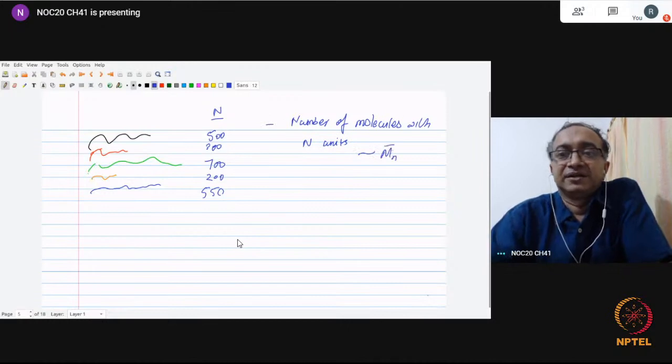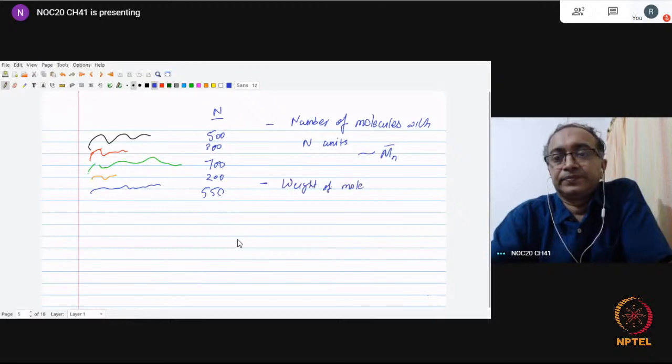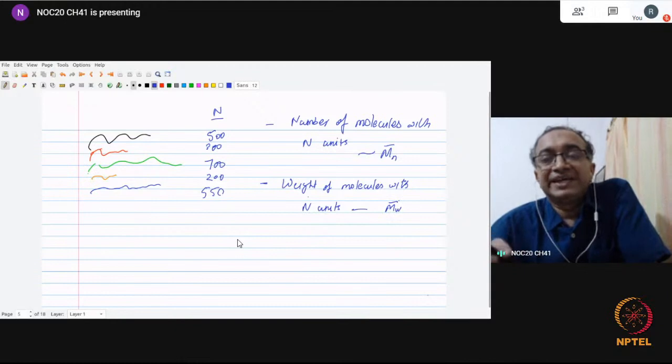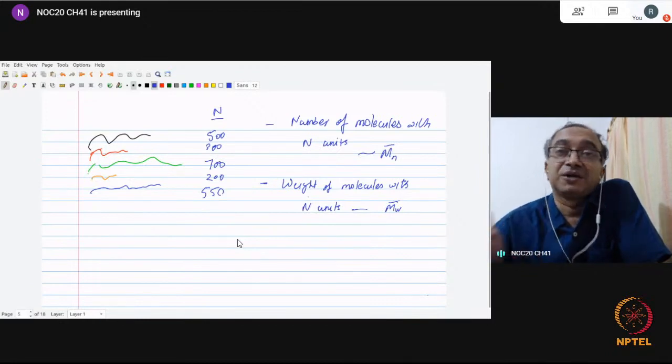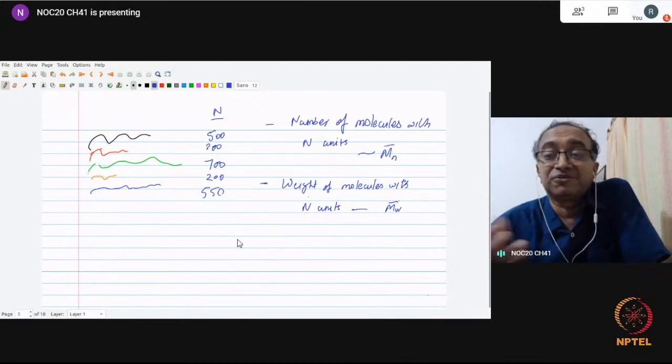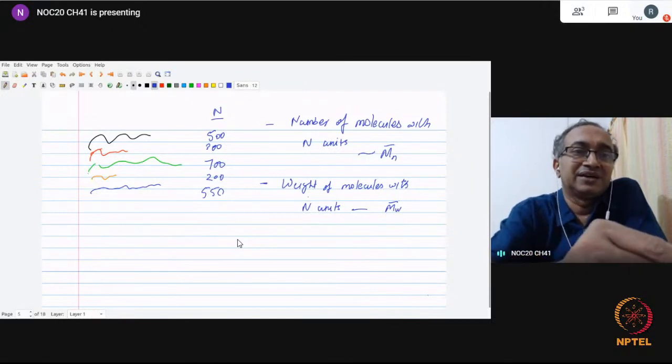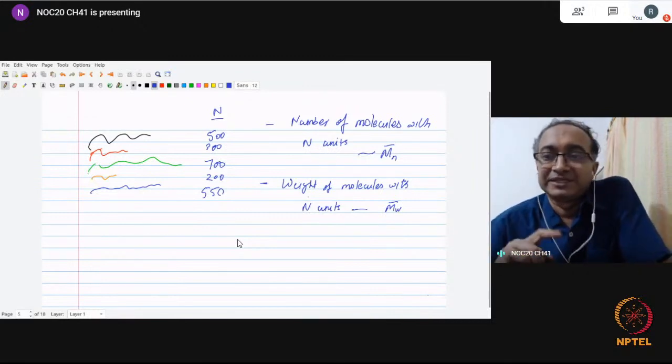This is M_n bar. The other way is the weight of molecules with n units. Because in one case we take only the number of molecules which have n units. In the other case, we count those molecules and then multiply them by their molar mass so that we get the weight of those molecules. So that's why these are two different molar masses.